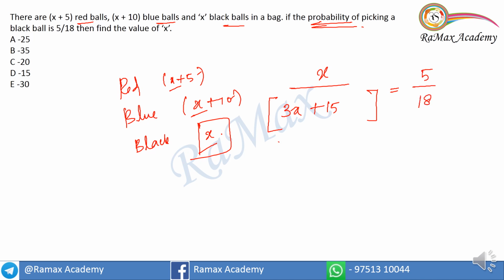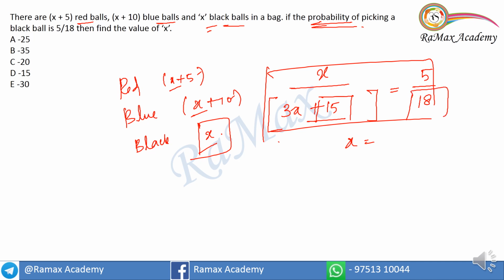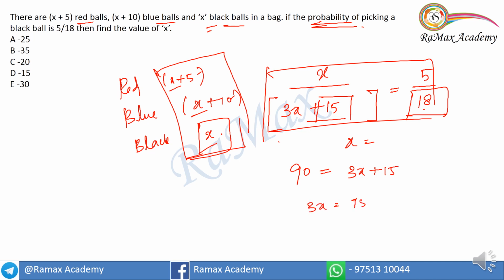When we solve this equation, we can get the value of x, which is the number of black balls. But just try to understand. Take LCM for these two numbers, 15 and 18, which is 90. Here this 90 is the total number of balls. The LCM of these two numbers will be the total number of balls, which is 3x plus 15. So 3x will be 75 and x will be 25. That's it.